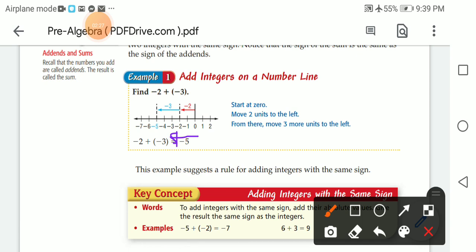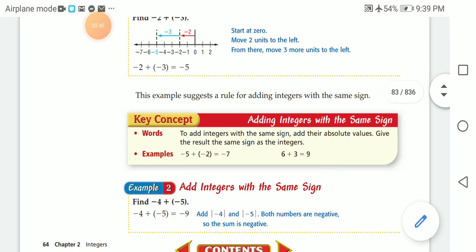I move here, how many movements? 3 other movements. Okay, when I moved here 2, then 3. Let's count 1, 2, 3, 4, 5. So I reached here the -5. So this is adding integers on a number line. This is very easy, and I hope you enjoy it.